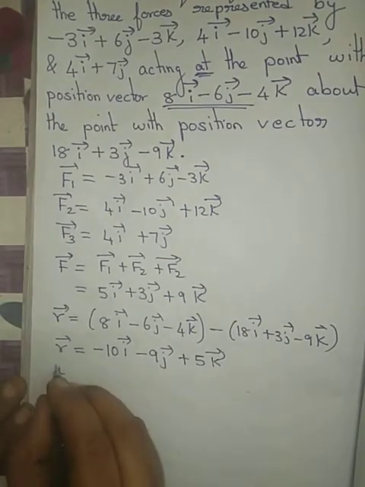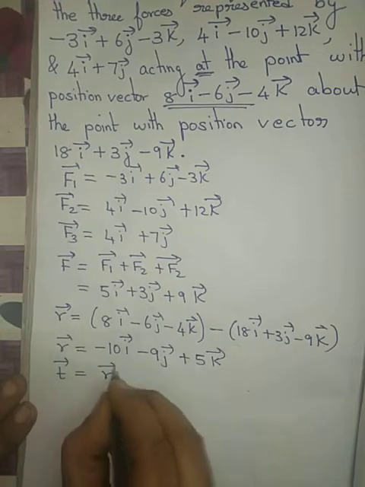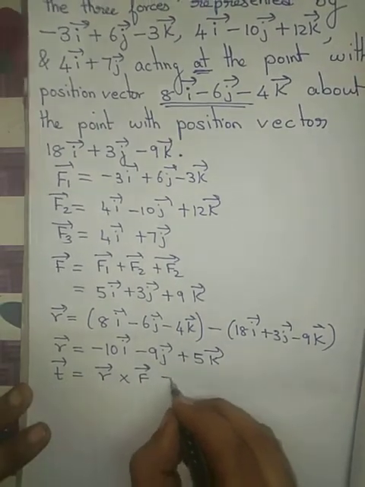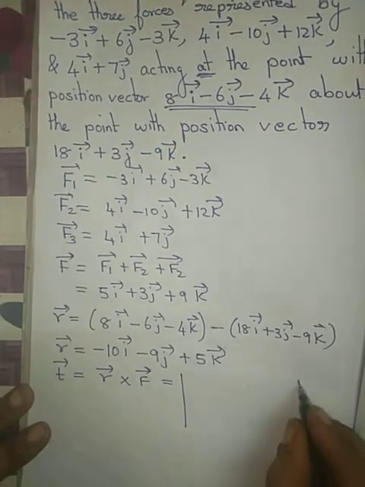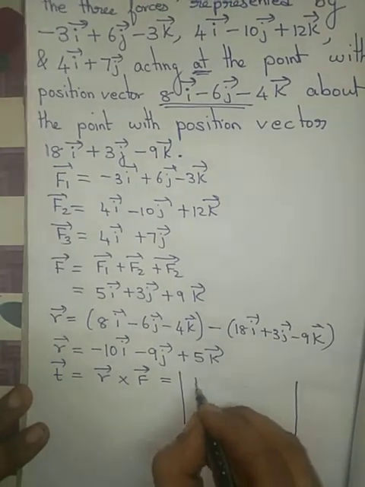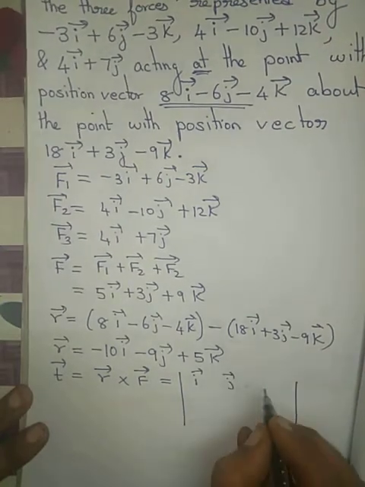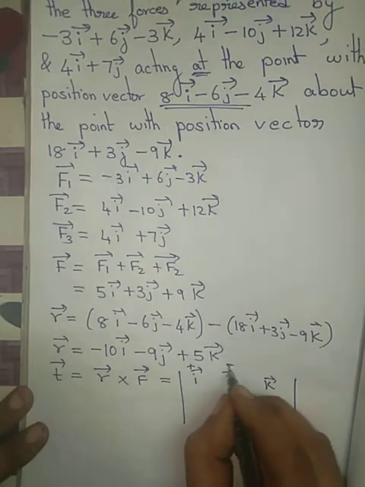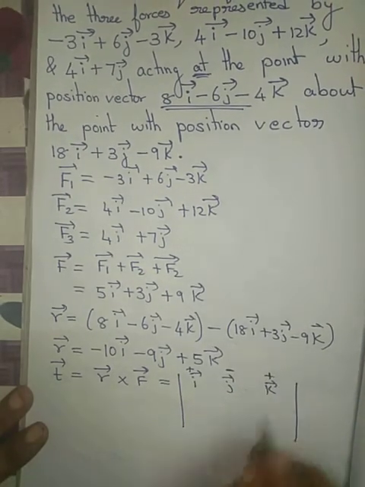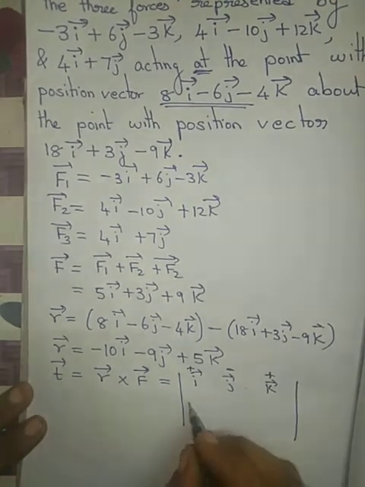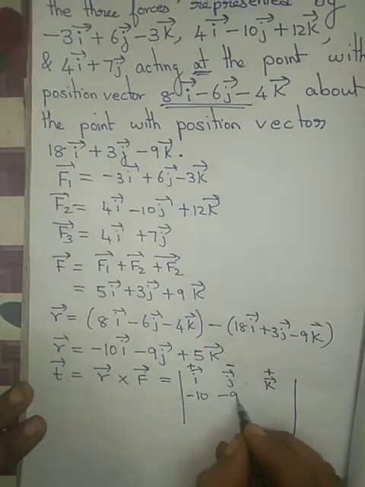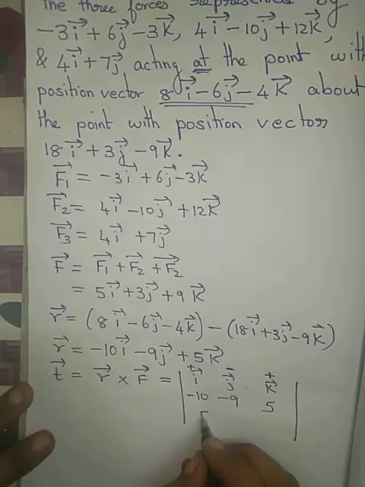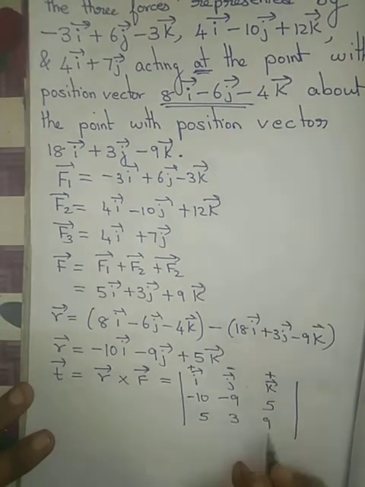Now the torque vector formula is R vector cross F vector. That means I have to put a determinant. First row I should write I, J, K. For I you always put plus sign, J minus and K plus. R vector numbers are minus 10, minus 9, plus 5. F vector numbers are 5, 3 and 9.